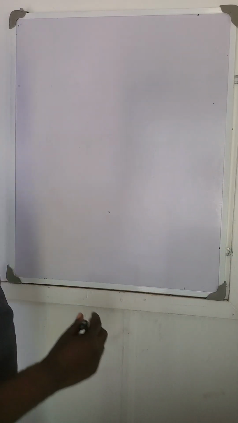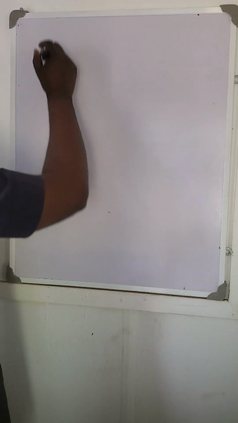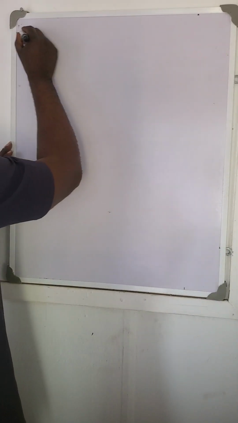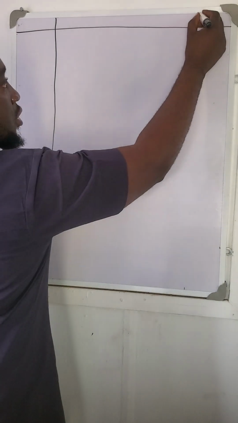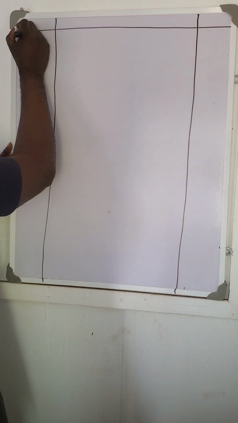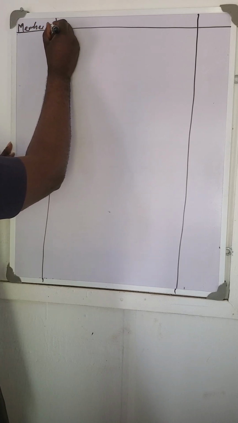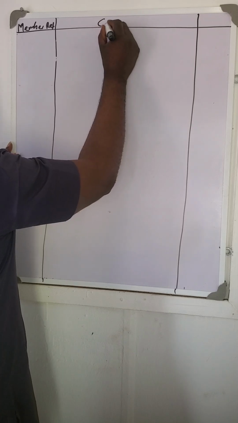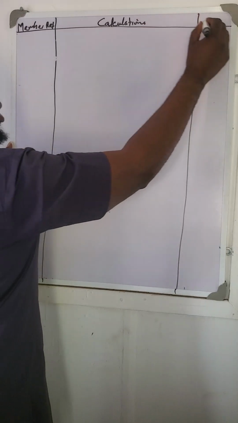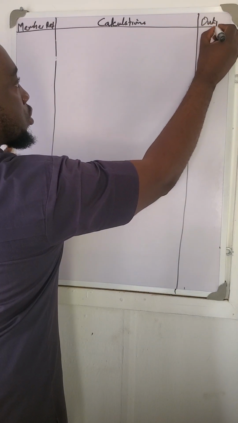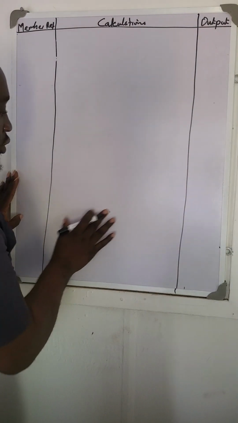We are going to start straight by continuing from where we stopped in our last class. Like I always say, prepare your calculation sheet like this, right? This is the member reference. This is calculations. This is outputs. All right.